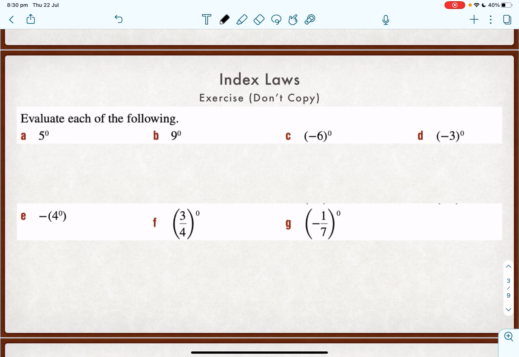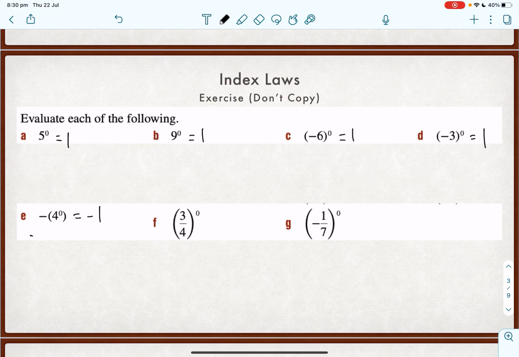Okay, so done. Cool. 5 to the power 0 is 1. 9 to the power 0 also 1. Now negative 6, the negative is inside the bracket, so we count that in as well. So anything inside the bracket to the power 0 becomes 1. Now same here, becomes 1. Now again, the negative is outside, so it's only the inside. Only the inside becomes 1, so you've got negative 1.